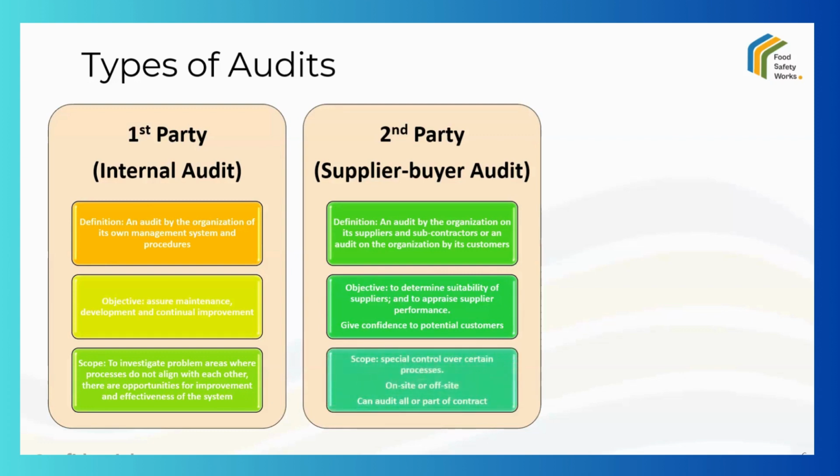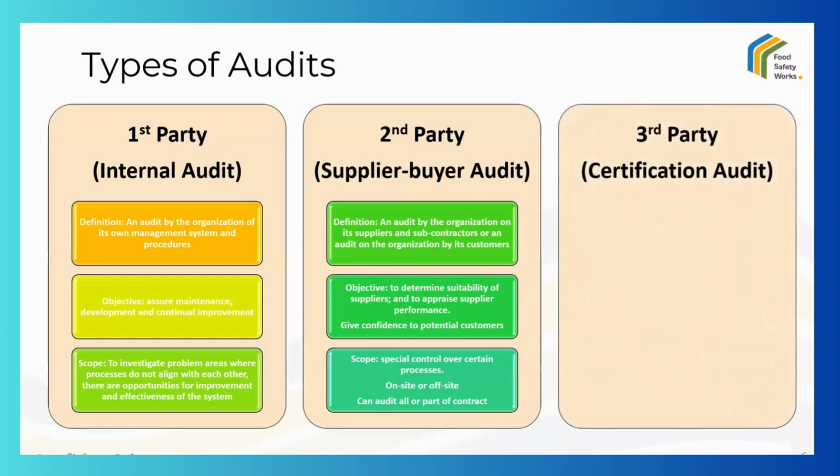Its major scope is that you can do a supplier buyer audit, or second party audit, in an online or offsite manner. It can be based on your contract, on your processes, on a part of your process or a section of your activities, or it can cover the entire process. It can be based on your contract or agreement with your supplier. It depends on that.